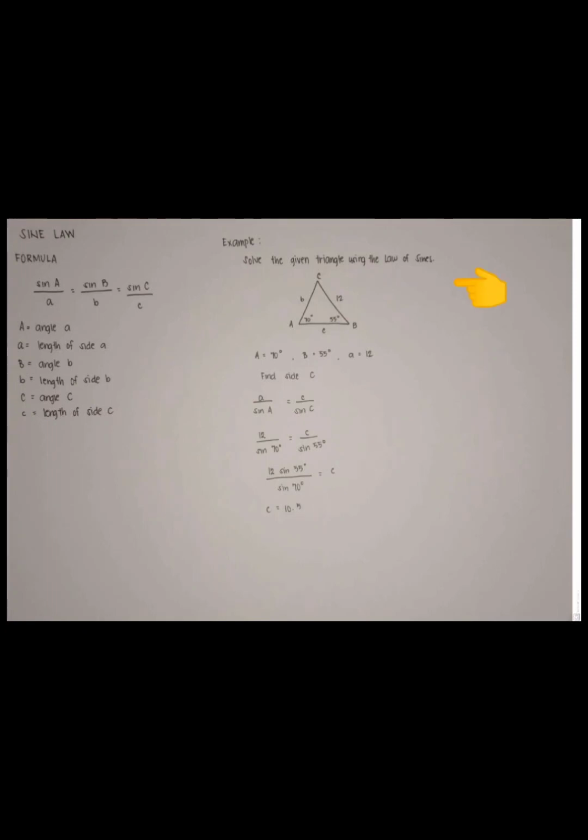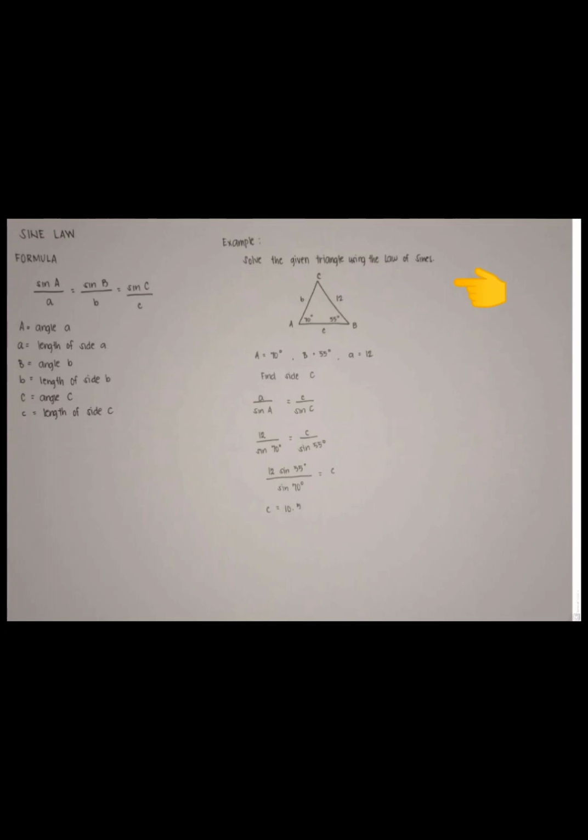So for example, we have a picture of a triangle here with the given angle of 70 degrees as angle A, 55 degrees for angle B, and the length of the side A, which is 12. So in this problem, we will be finding the value of the side C. Since we are looking for the value of the side C, we will be using the formula small letter a over sine A is equal to c over sine C. So we'll substitute the given values.